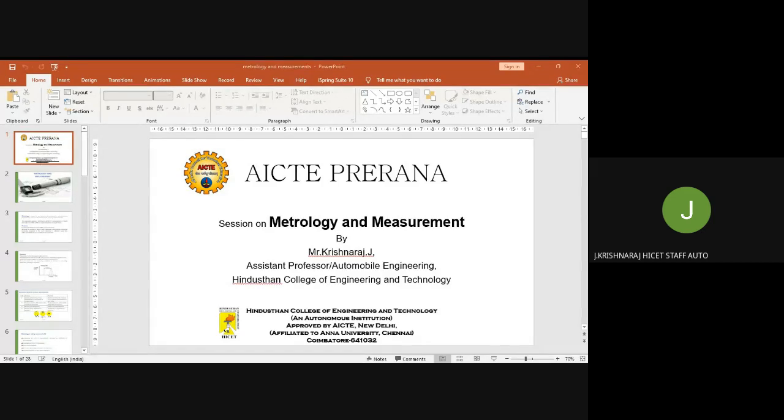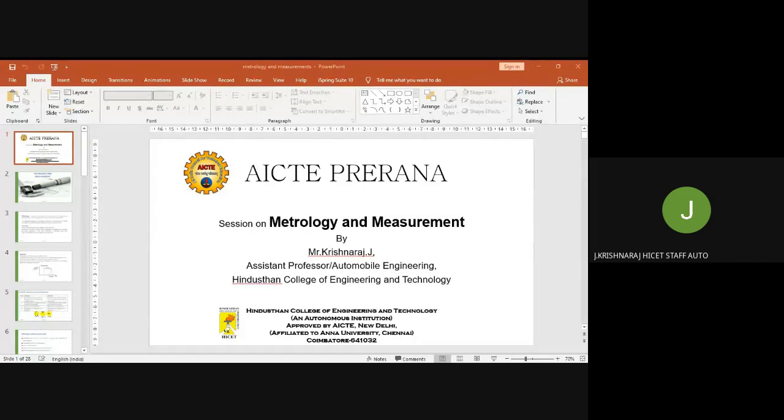Yes, so we can get into this topic now. Our topic is metrology and measurements, right? Metrology and measurements nowadays in engineering play a vital part in manufacturing. Without measurements, we cannot produce any components. If you want to convey something to other people, if you want to produce something like scientific or engineering concepts, that needs measurements. That includes a part of metrology and measurements.